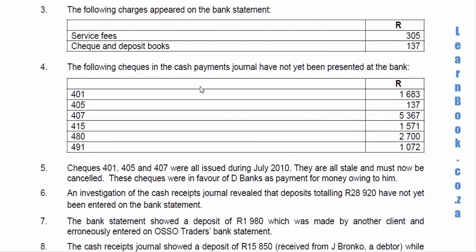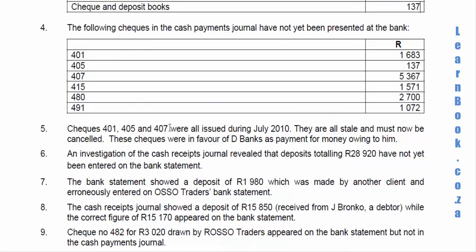The following checks in the cash payments journal have not been presented at the bank. So all of these checks that were written by us or by the accountant have not been cashed, they do not reflect in the bank statement, but they have been posted to the cash payments journal. So these checks are waiting to be cashed and they do not reflect in the bank statement. Number 5, checks 401, 405, and 407, that's these 3 amounts here, were all issued during July 2010. They are all stale and must now be cancelled.